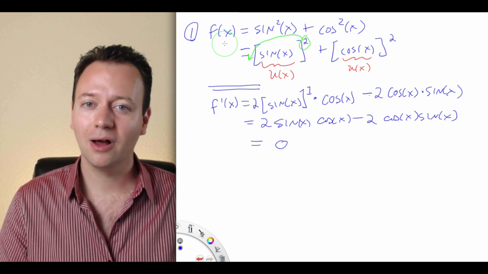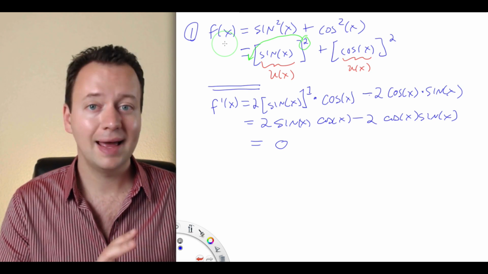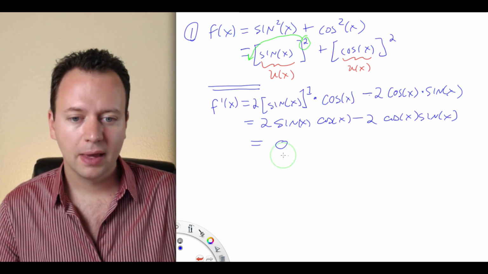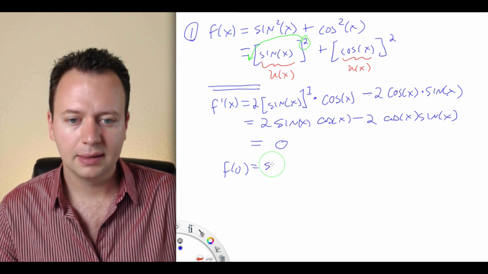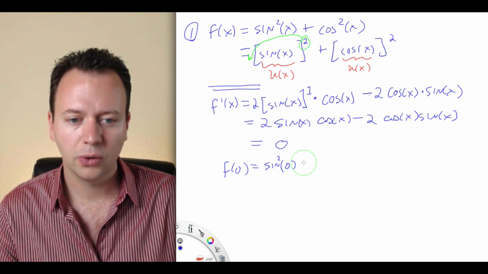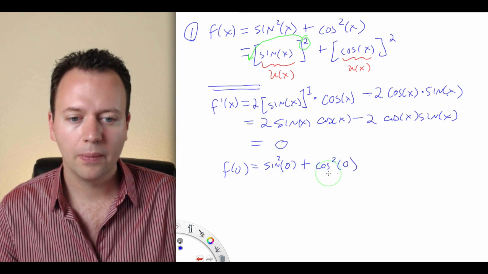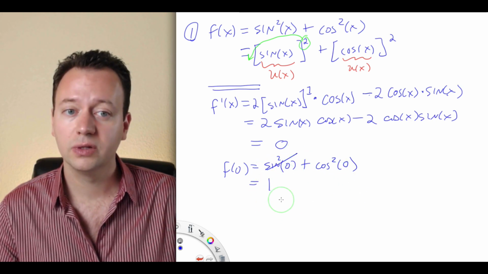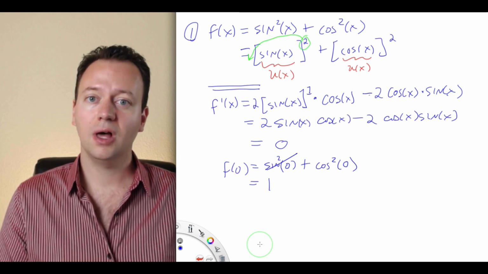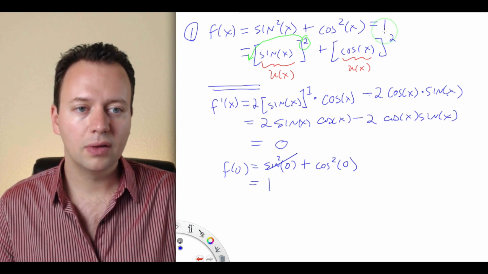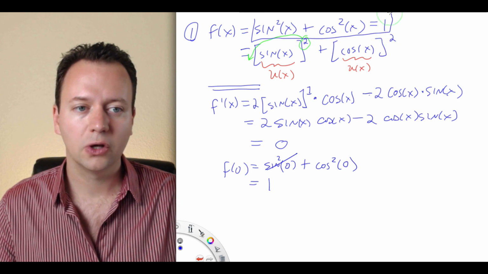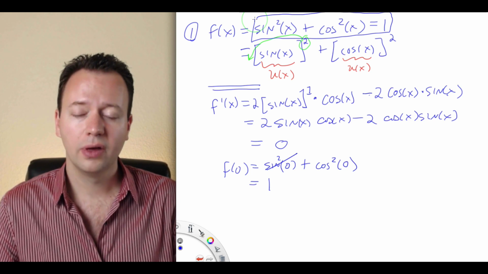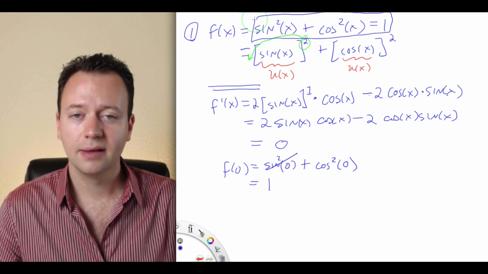Now to figure out what that constant is, we just have to evaluate at one point. And let's pick an easy point. How about x is equal to 0? So f of 0 is sine of 0 squared, sine squared of 0, plus cosine squared of 0. Well, sine of 0 is 0, cosine of 0 is 1, so f of 0 is equal to 1. Since f of x is constant, that proves that sine squared plus cosine squared must always equal 1. So that's a nice calculus-based proof of this trigonometric identity that you know very well by now.